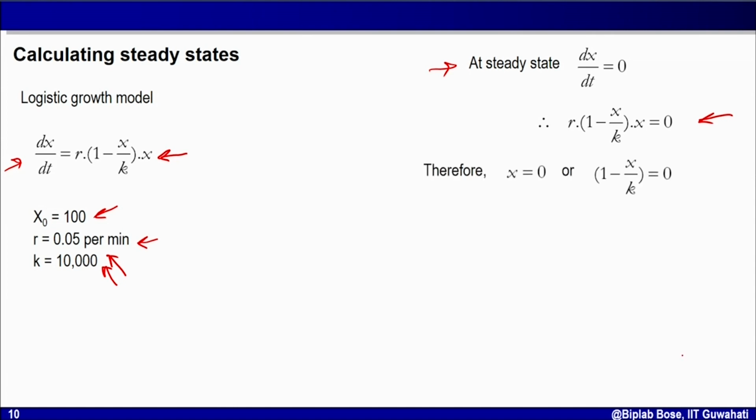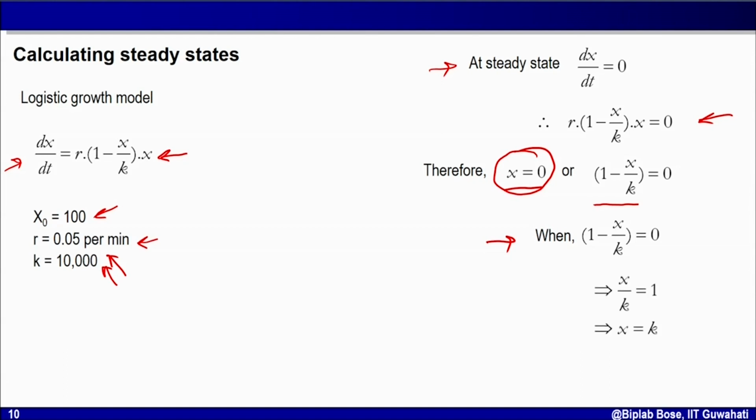x equal to 0, or 1 minus x by k is equal to 0. It is simple algebra. So if x equal to 0, dx/dt will be 0. So that is my one steady state. Simply I got it. Now the other option is 1 minus x by k can also be 0. Then also dx/dt will be 0. So when 1 minus x by k is equal to 0, I can separate out x and everything else. That becomes x by k equal to 1. That means x equal to k.